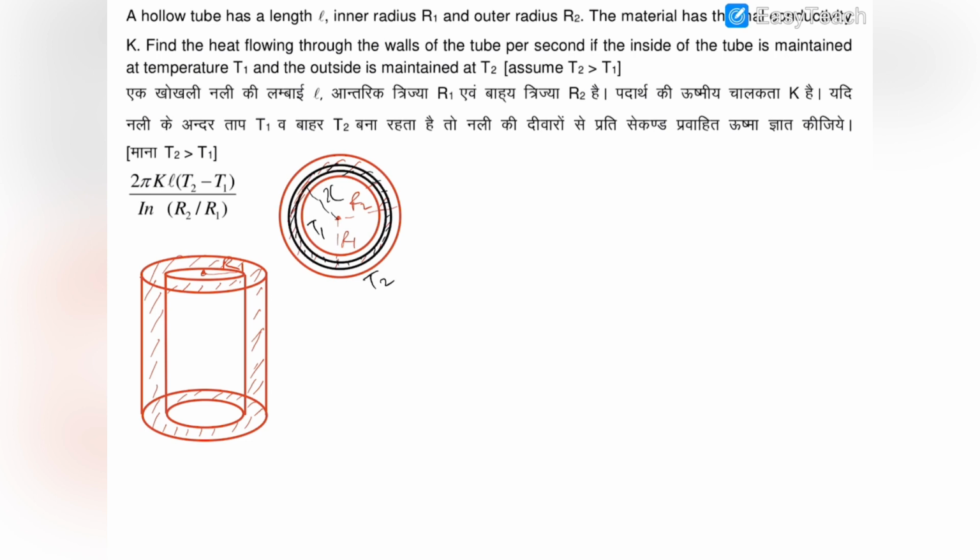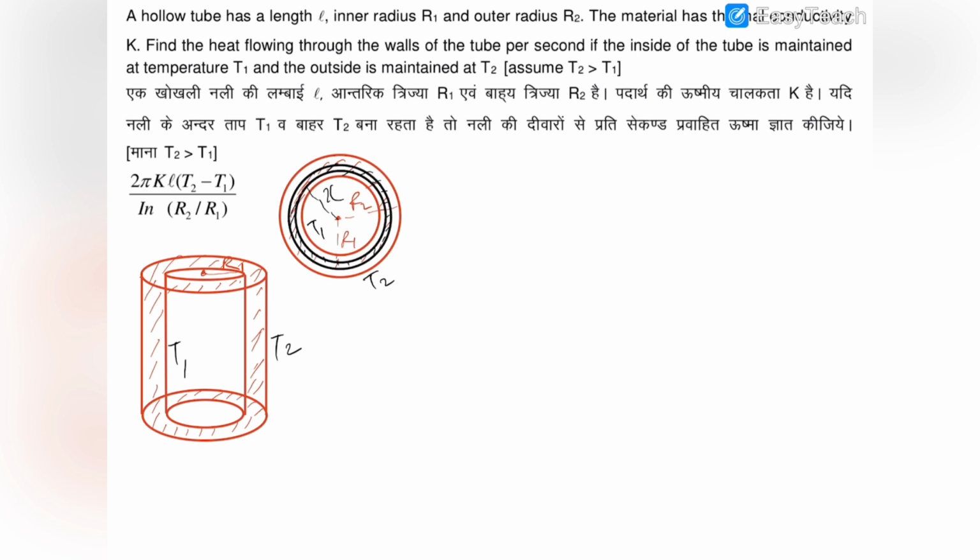in such a way that the complete outer end, which is the outer curved surface of this tube, is maintained at temperature T2, and the inner curved surface is maintained at temperature T1, and T2 is greater than T1, and heat is flowing from outside to inside because obviously T2 is greater than T1. So we have to find out the rate at which heat is flowing from outside of the conductor to inside.